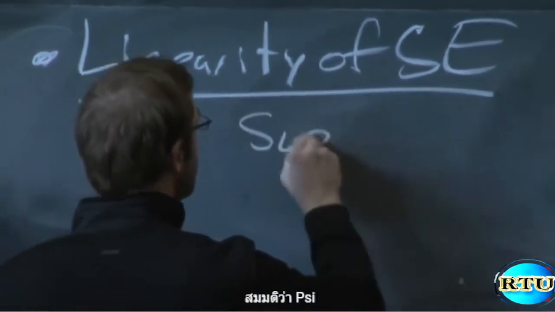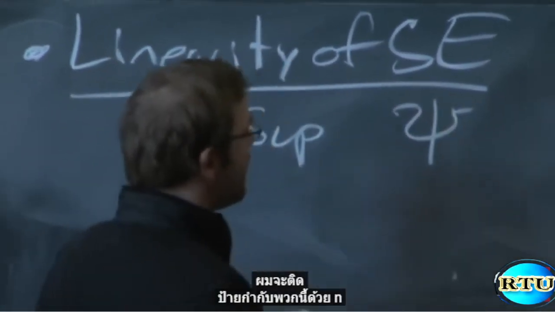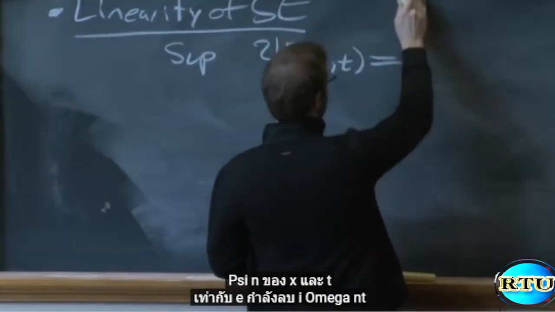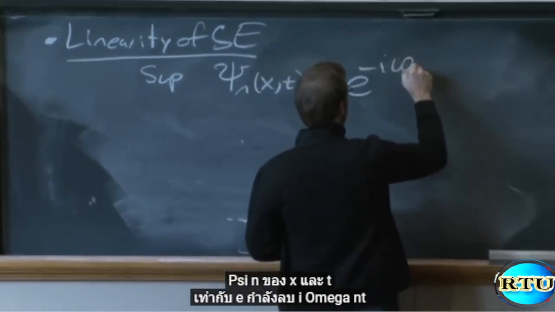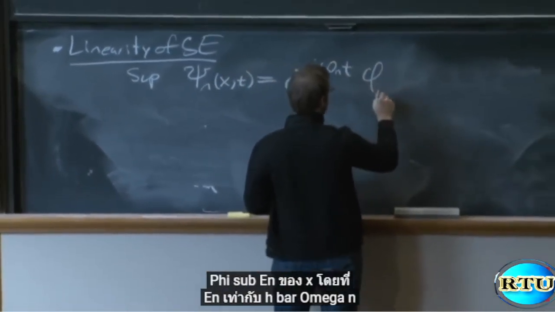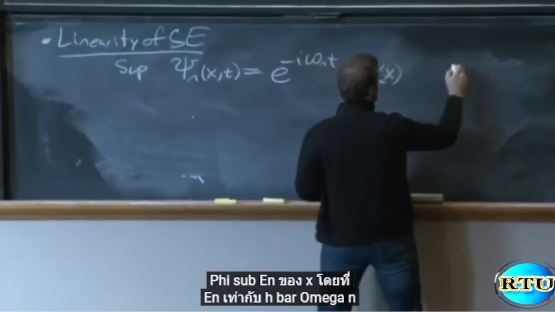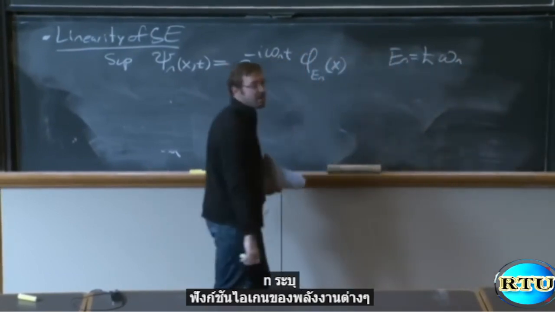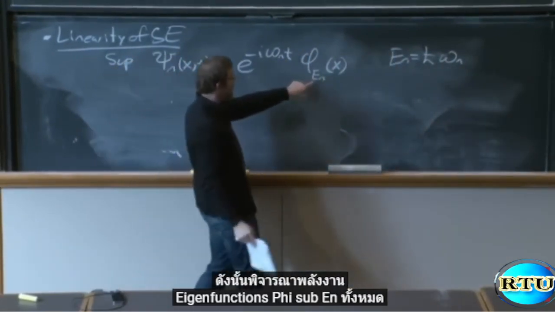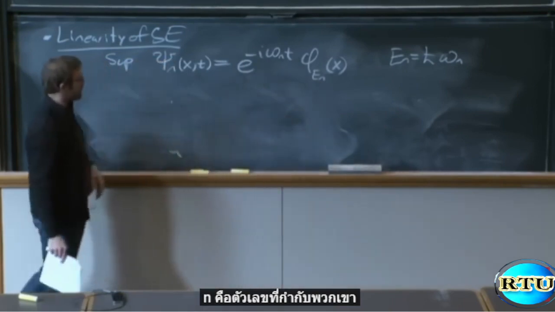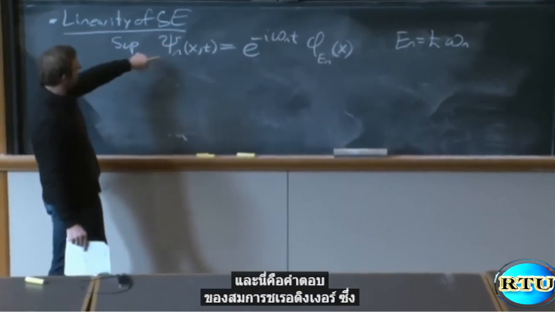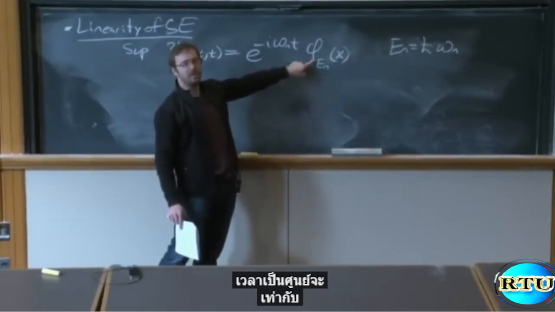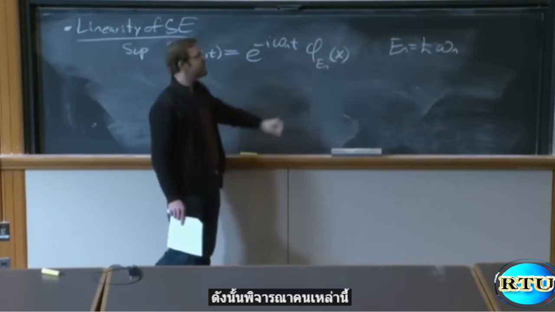Suppose psi n of x and t is equal to e to the minus i omega n t phi sub en of x, where en is equal to h bar omega n. n labels the various different energy eigenfunctions. So consider all the energy eigenfunctions phi sub en. n is a number which labels them. And this is the solution of the Schrodinger equation, which at time 0 is just equal to the energy eigenfunction of interest. Cool? So consider these guys.